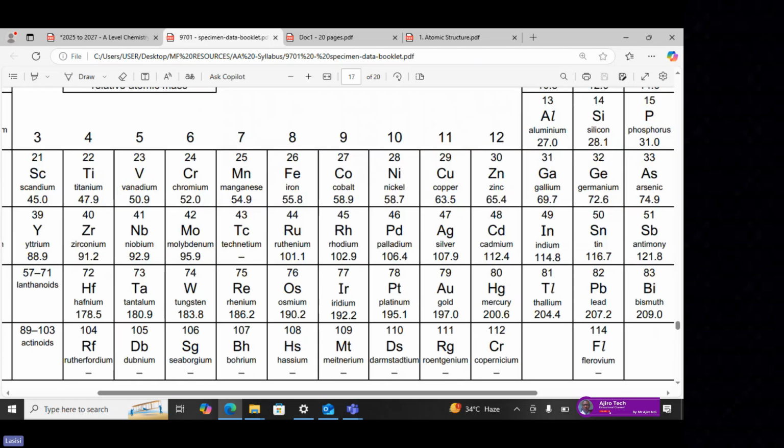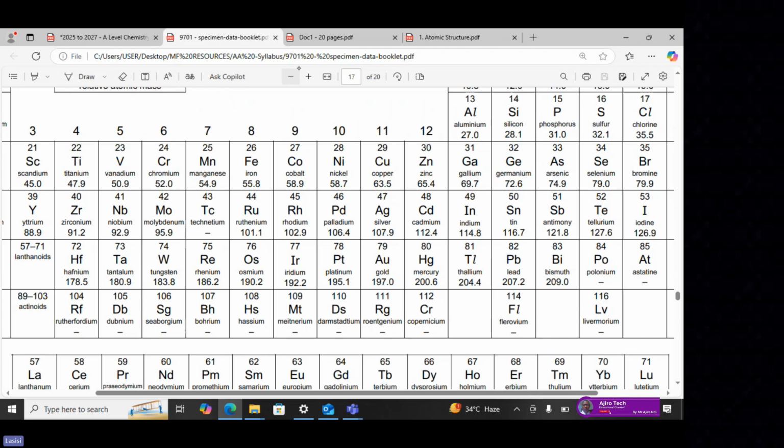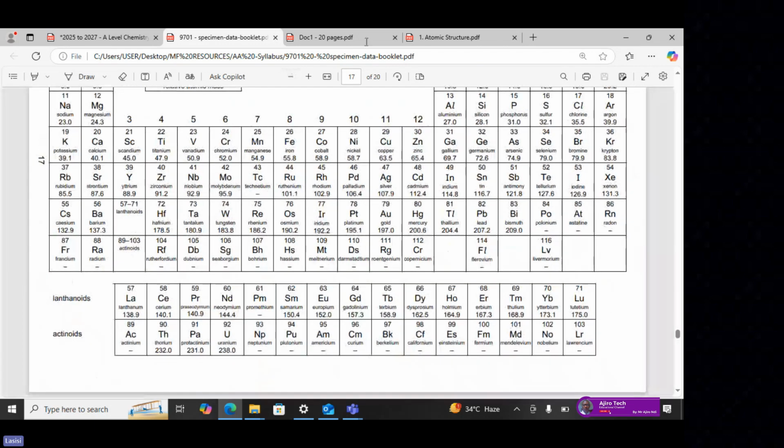So I'll put these 2, the syllabus and the data booklet, on the classroom. You can download them from there. Is that okay? Yes, so let's start the work for the first topic according to the syllabus here.